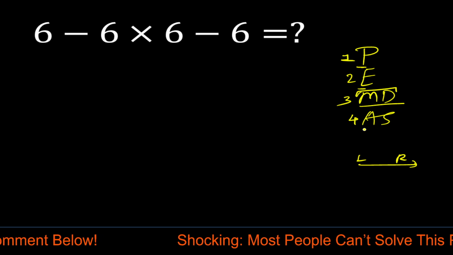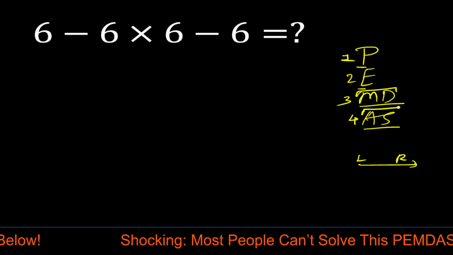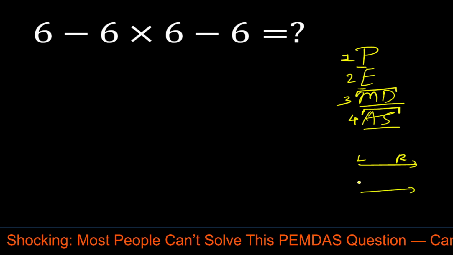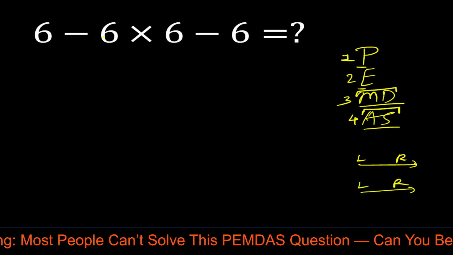Then fourth and last priority is addition and subtraction. Also addition and subtraction both have equal priority, so we have to solve it from left to right.